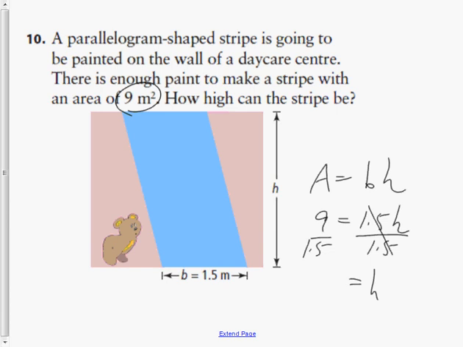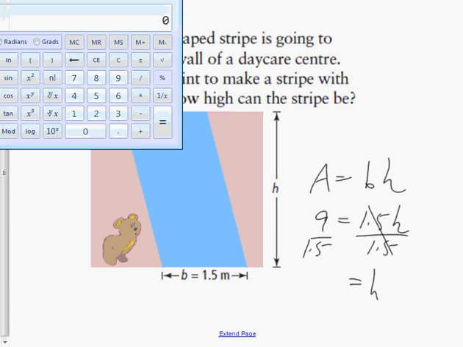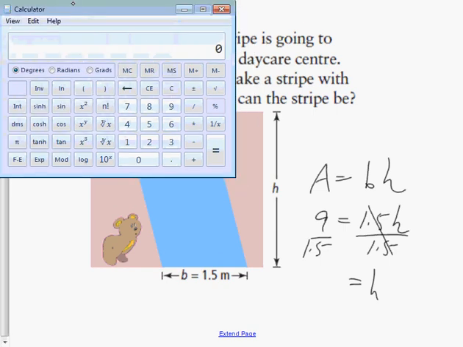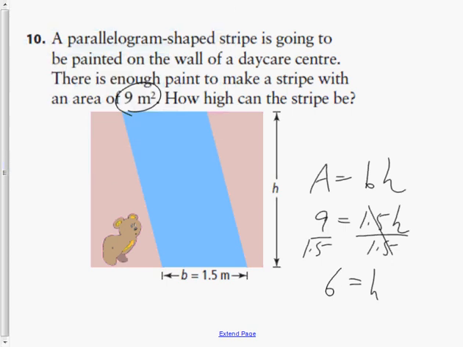We get h equals 9 divided by 1.5. I know the answer, but I'm going to show you on the calculator. So if I take the calculator here and go 9 divided by 1.5, it is 6. So therefore, the maximum height that stripe can be is 6 meters.